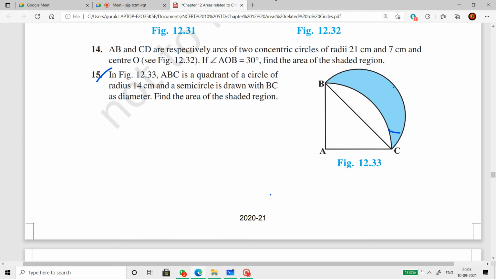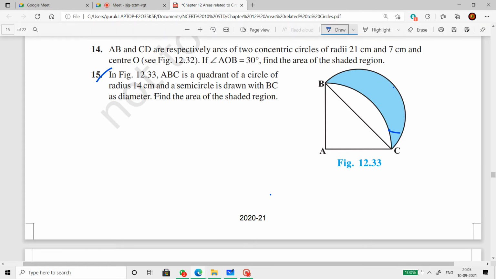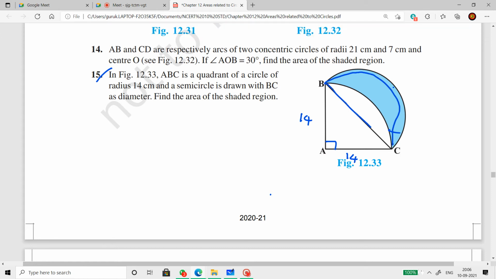ABC is a quadrant of a circle of radius 14. So, if ABC is a quadrant, angle A is 90 degrees. Radius is given as 14, so AB is 14. AC is also 14. Semicircles are drawn with BC as a diameter. But the semicircle is this one, not the white one. Find the area of the shaded region.